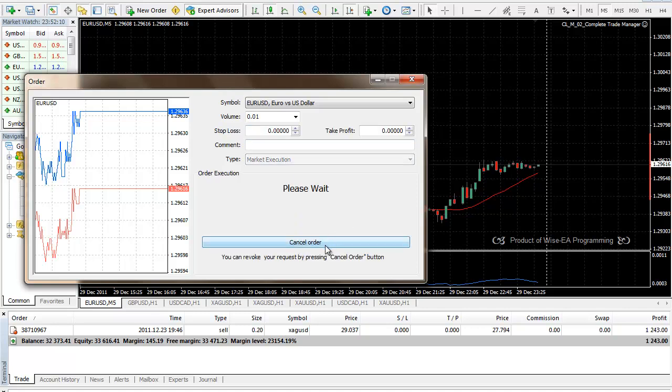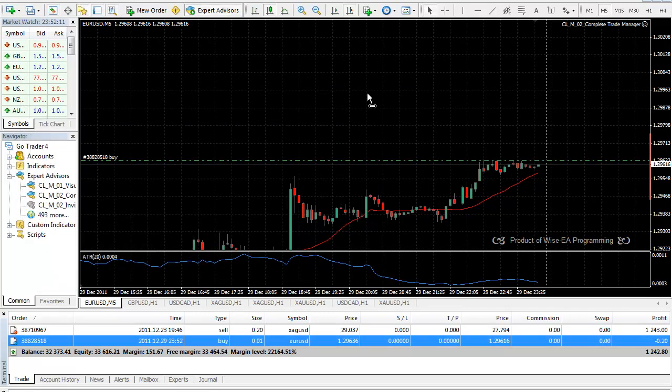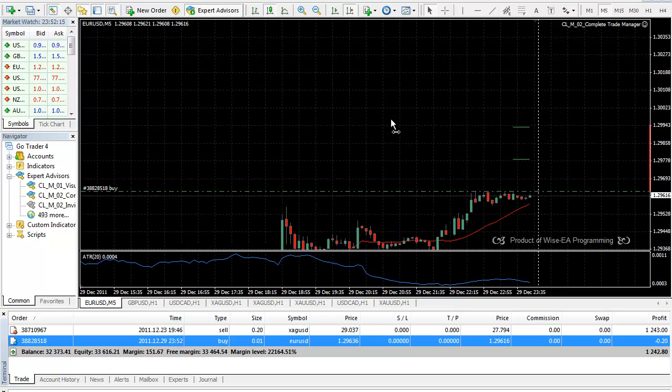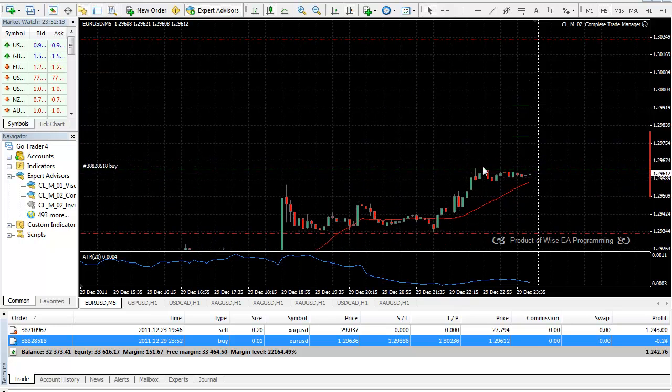Let's just make a buy here. Okay, and now as you can see what is happening, I have this buy, and this EA obviously found it. It installed a take profit here, it installed a stop loss here, and it also drew these two lines.